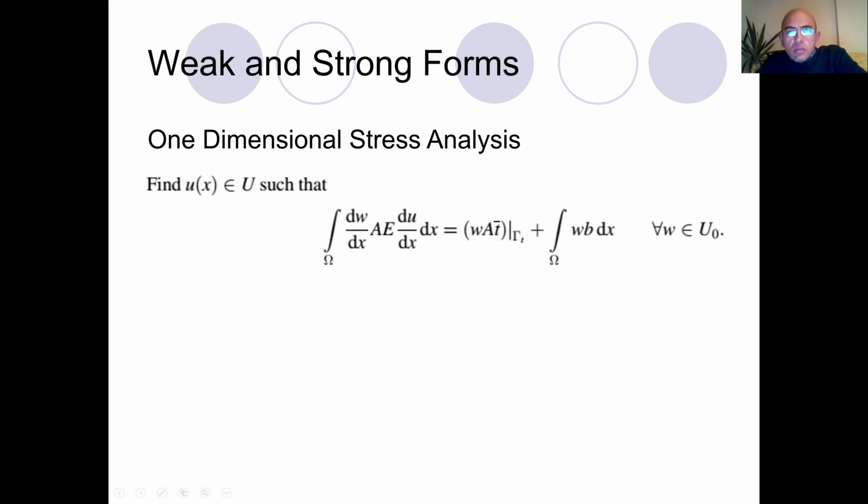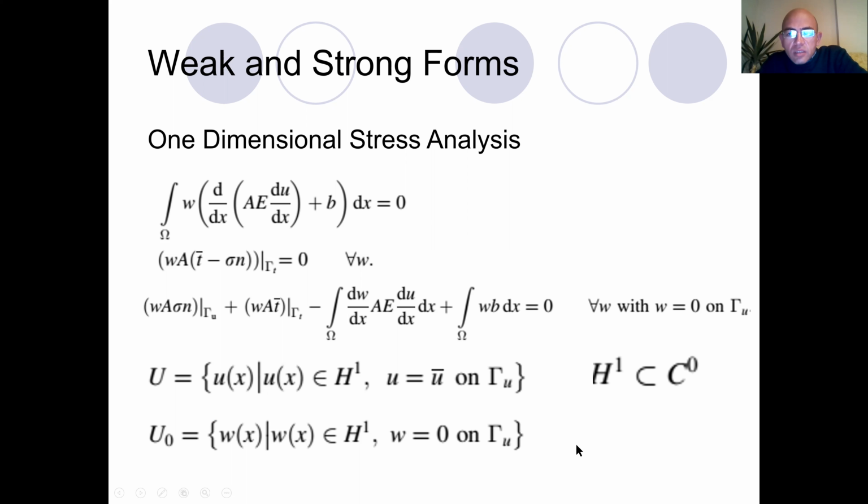Okay, so from here, since W is 0 on gamma U, this term vanishes. And we don't have this term, and we are left with the stress traction boundary condition.